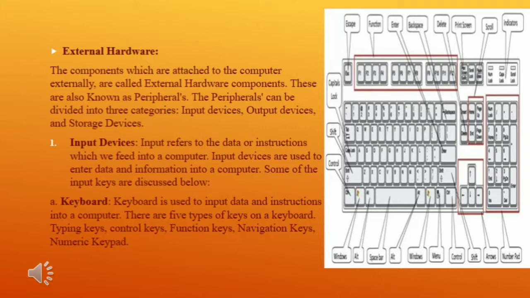Keyboard. Keyboard is used to input data and instructions into a computer. There are 5 types of keys on a keyboard: typing key, controlling key, function key, navigation key, numeric keypad. You can observe the image on the screen.